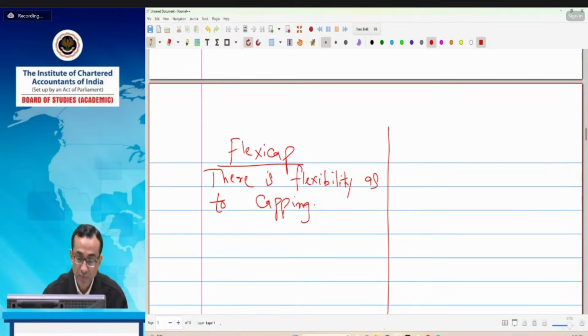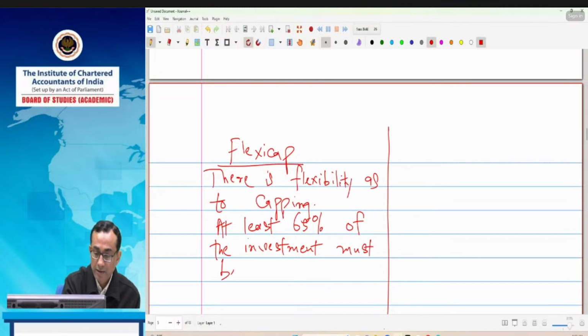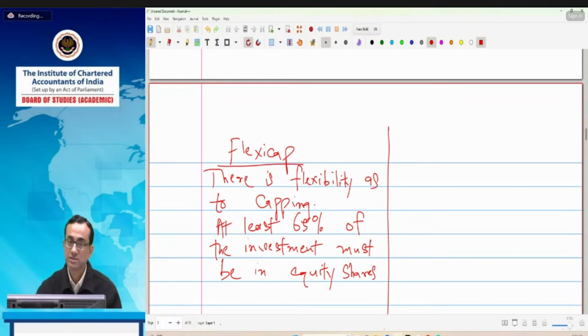But there is one foundation on the mutual fund manager, that is at least 65% of the investment must be in equity shares. Otherwise, there is no such restriction.